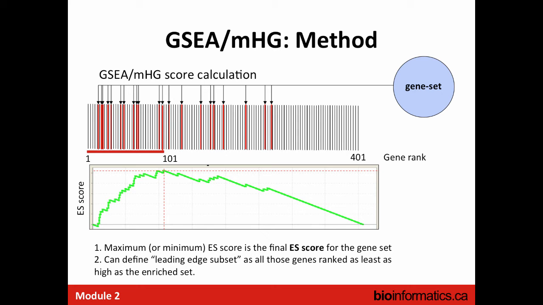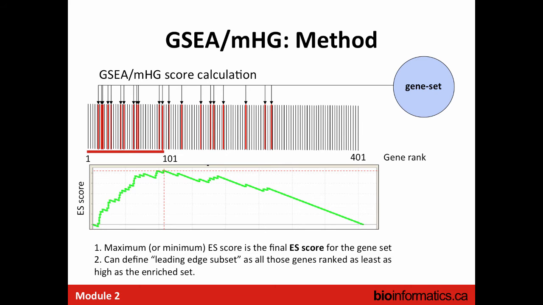Okay, let me explain that. I'm going to explain it now without a figure. Okay, so let's go back to this thing. Here's the ES score. You see it goes up, up, up, up, up, up, down, down, down, down, down, down, down, right? It goes down every time there's a black line. It goes up every time there's a red line. The reason it goes up and then goes down is because there's more red lines at the front.